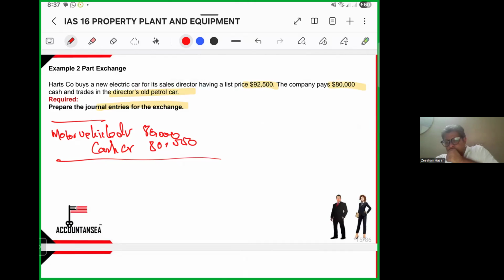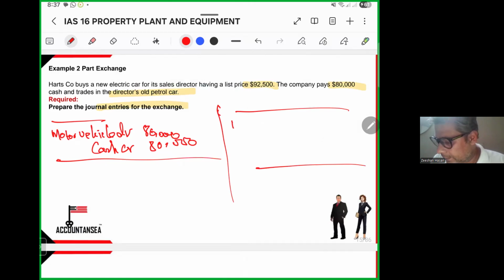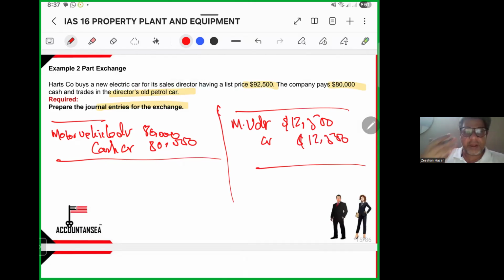Okay, so as far as the disposals are concerned, what we will do: motor vehicle debit $12,500, disposals credit $12,500. The disposal of the car is then treated in the normal way, right? And that is how.